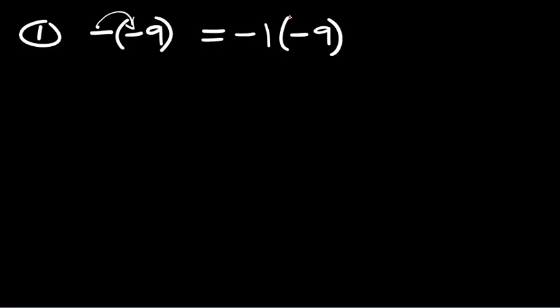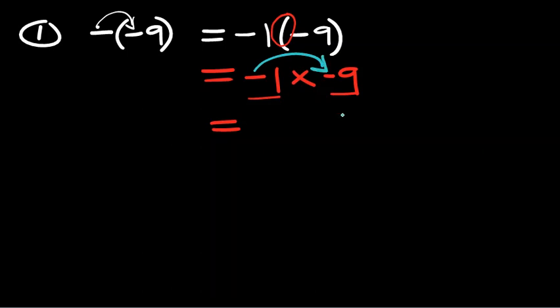So think about this bracket as a multiplication. So then we can write this as negative 1 times negative 9. Okay? And I think that's clearer because now you know it's negative 1 times negative 9. And then we know, okay, a negative times a negative, and that is a positive.